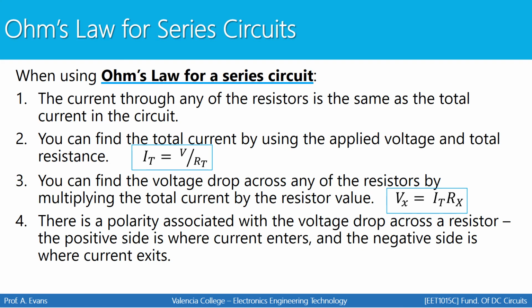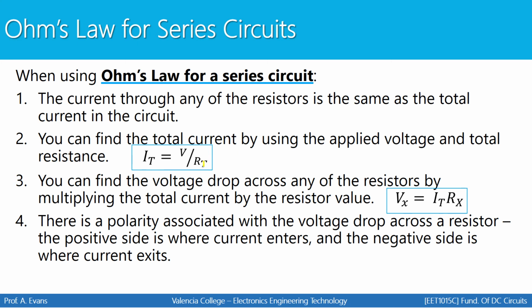So when we have series circuits, we're going to be applying Ohm's law to be able to find the voltage, current, or resistance of any piece of that circuit. And here are some tips that we're going to use whenever we're analyzing a series circuit. Number 1, the current through any of the resistors is the same as the total current in the circuit. And we'll discuss through some examples how you're going to find that total current and how it applies to the resistors in your circuit.